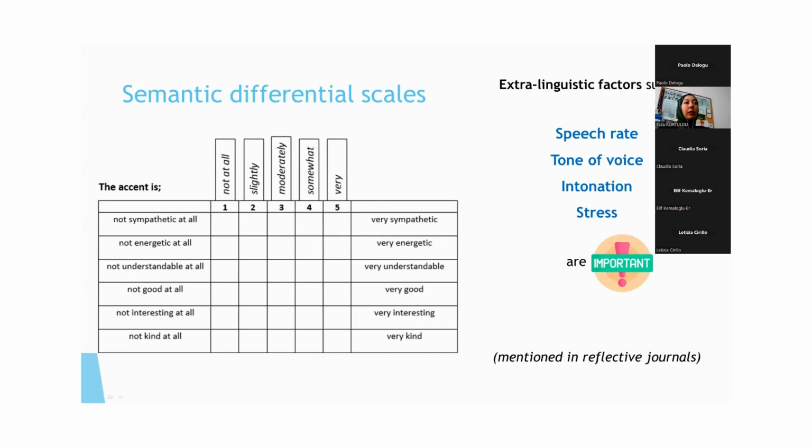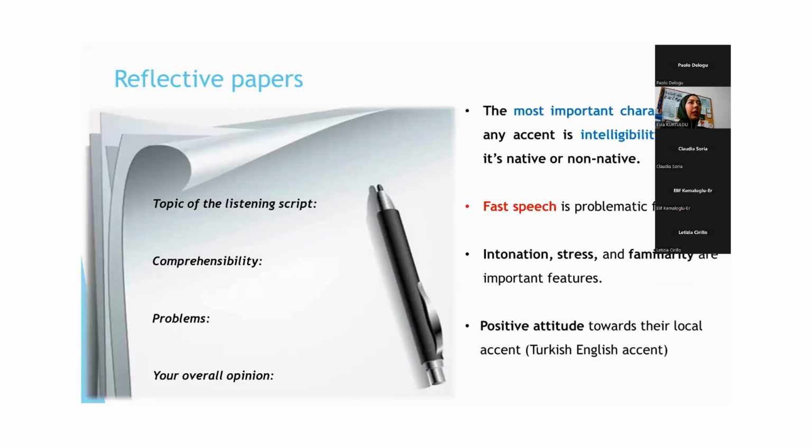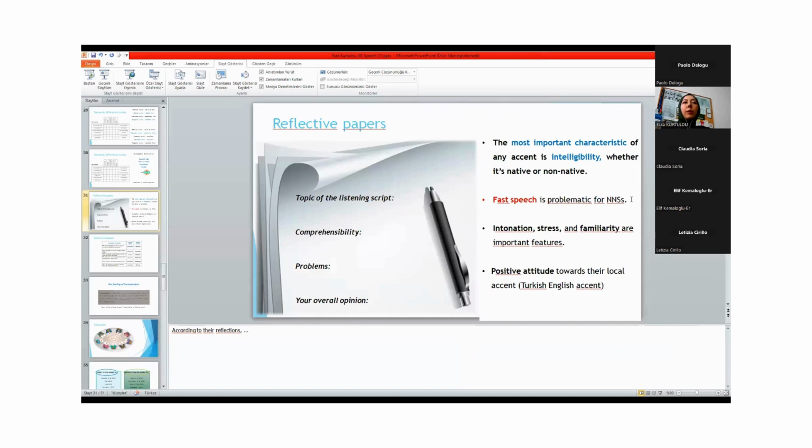And so for the semantic differential scales, we can say that speech rate, tone of voice, intonation, and stress are important points, and they were also mentioned in the reflective journals as well. So for the reflective papers, the most characteristic of any accent is intelligibility, whether it's native or non-native. It doesn't matter. So you need to be intelligible. And intelligibility is not just about accent. If you speak fast, it is also a problem for them, as you can see, for non-native speakers especially.